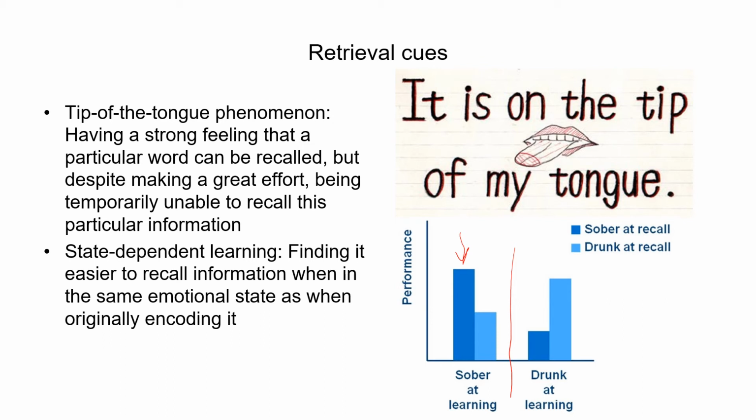And the opposite, when drunk at learning, those who were drunk at learning and drunk at recall actually did 3 times better than those that were drunk at learning and sober at recall, showing that the state they were in when they learned the task, whether they were drunk or sober, when they went to do the recall task, they did better if they were in the same state as when they learned it. So this, again, isn't just for drinking, it's for all the different things.